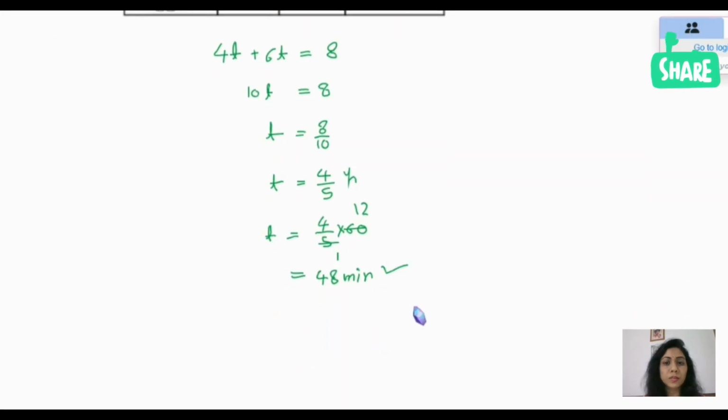Okay, we will do more questions of this type related to distance word problems and linear equations.